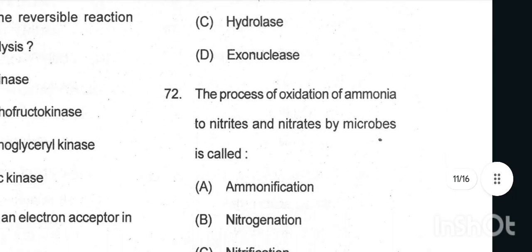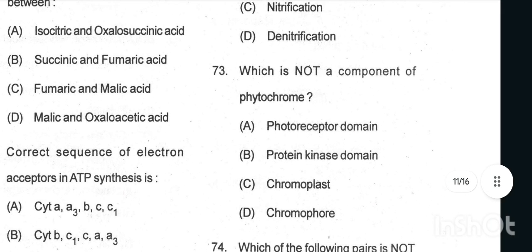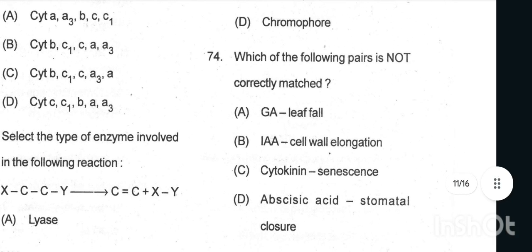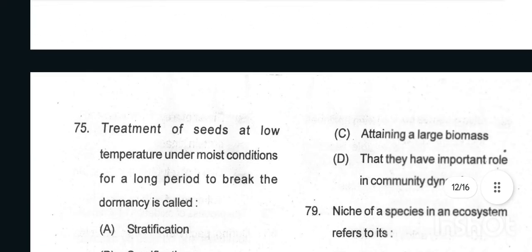Then question number 72, the process of oxidation of ammonia to nitrite and nitrate by microbes is called, it is option C, which is nitrification. Question number 73, which is not a component of phytochrome, it is chromoplast. Which of the following pairs is not correctly matched? It is GA or gibberellic acid, leaf 4. It is not correctly matched.